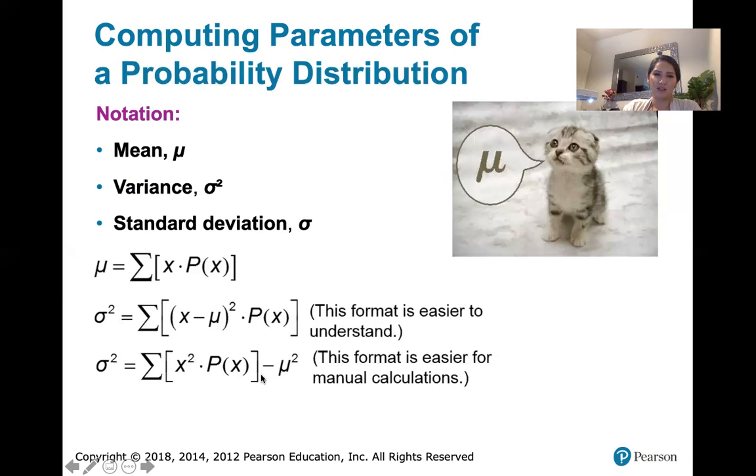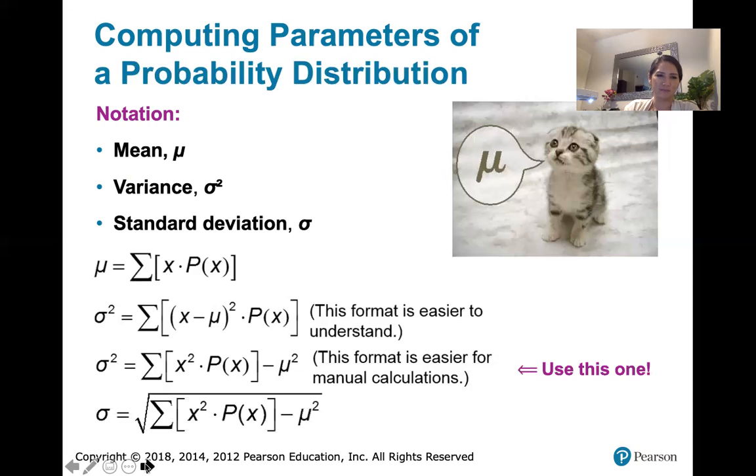So if you are doing hand calculations, I would use the second one, or even if you're using Excel to do the calculations, it's easier to come up with the correct columns in Excel if you use this second formula rather than the first one. So I highly recommend that you use the second one. They are equal to each other. And then lastly, if you want the standard deviation, you just take the square root of the variance.